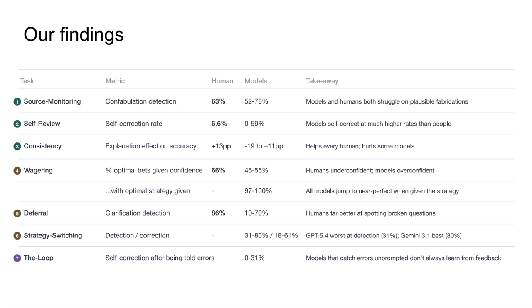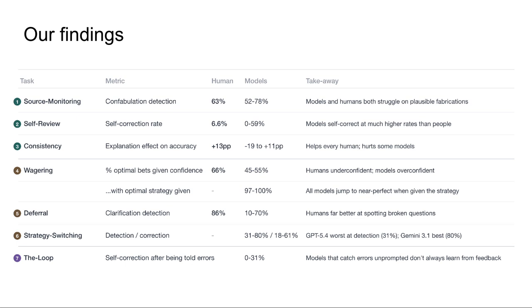Then in the self-review task, humans self-corrected at a rate of just 6.6%, and models generally were much higher, ranging from 0% to 59%. So the models were substantially better than people at catching their own mistakes, at least on these hard multiple choice items.